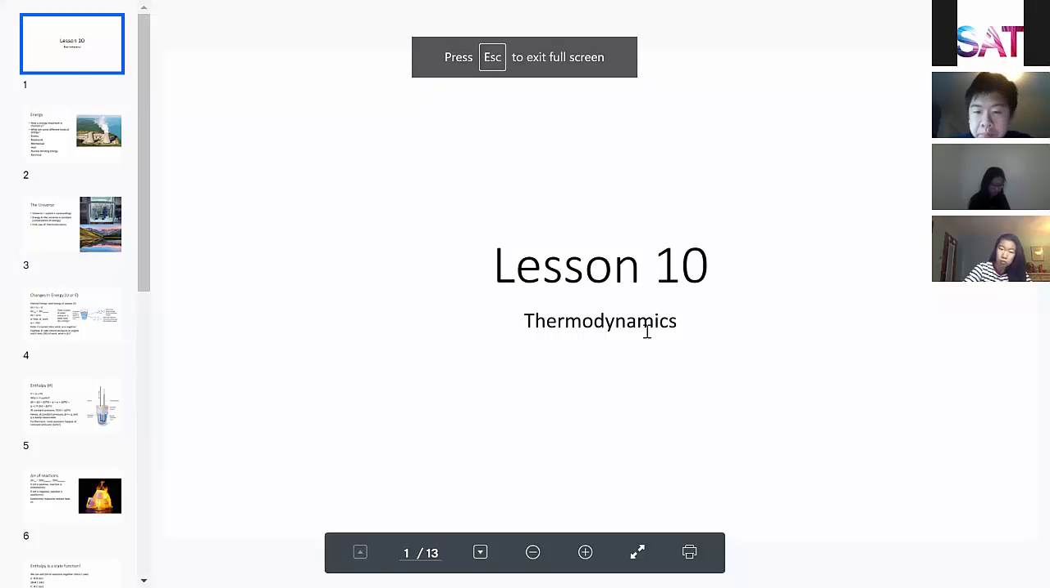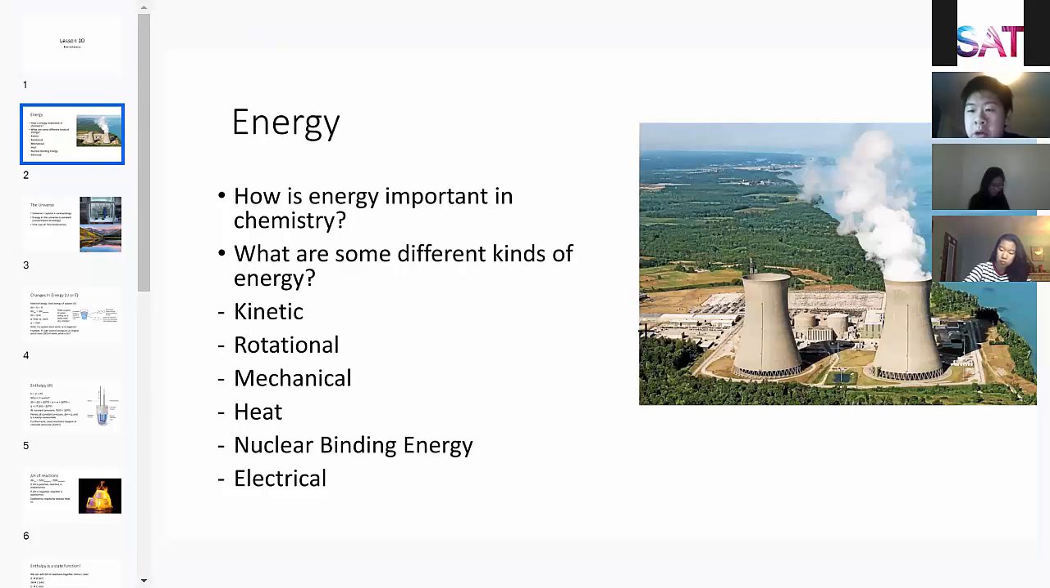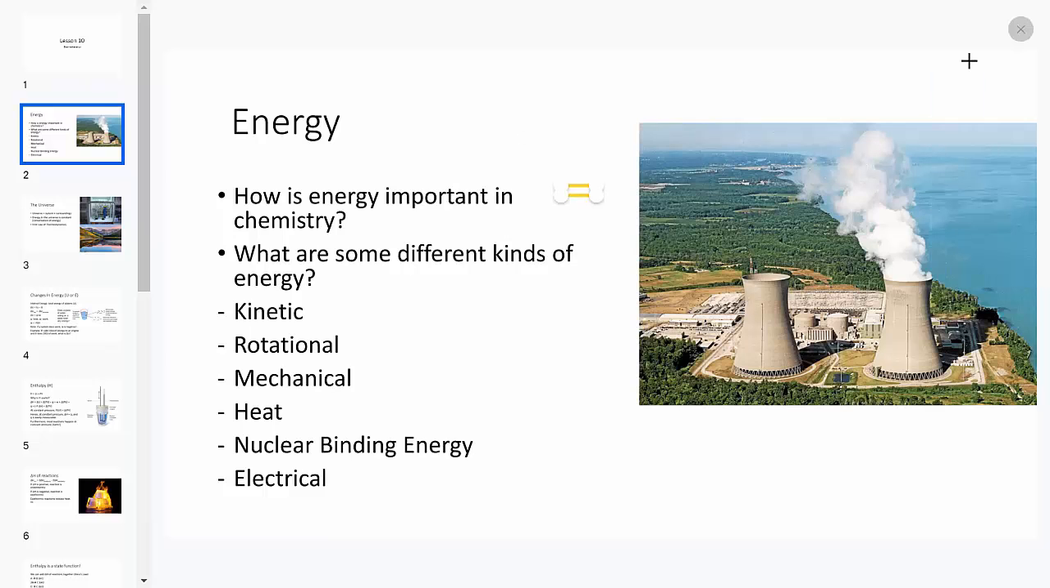Thermodynamics. Okay. So thermodynamics is all about energy. Today we're going to talk about how energy plays a role in chemistry. And to start, let's look at some of the different kinds of energy. Here I have a picture of a nuclear power plant. So this turns uranium fuel into energy, which is electricity, which we can use in our homes.